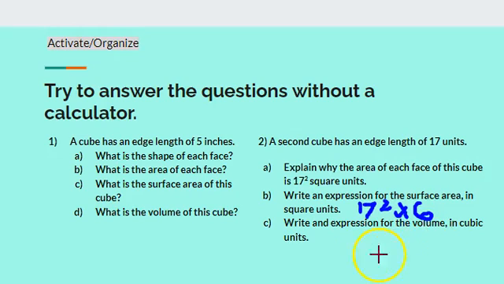What about finding the volume? We know one side's 17. What would we do for the volume? Yeah, it'd be 17 cubed, wouldn't it? Or 17 times 17 times 17. Because for the volume, we're going to find it in cubic units in this particular one.